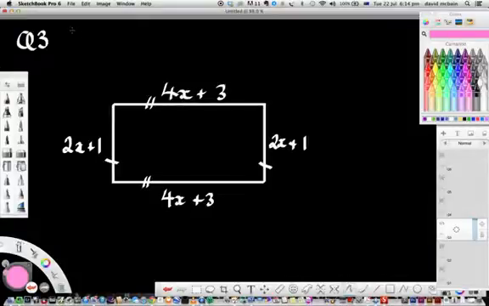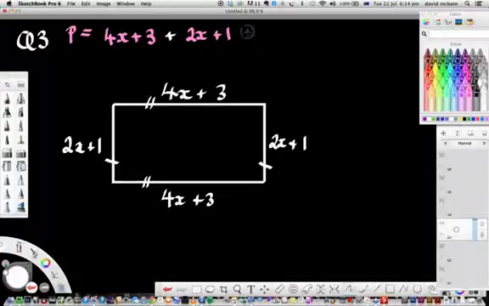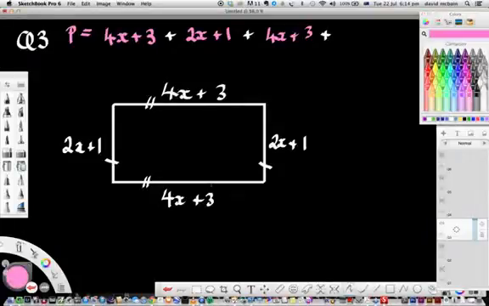Working out the perimeter. The perimeter is going to be this length plus that length plus this length plus that length. So it's going to equal 4x plus 3 plus 2x plus 1 plus 2x plus 1 plus 4x plus 3 again plus 2x plus 1 again.